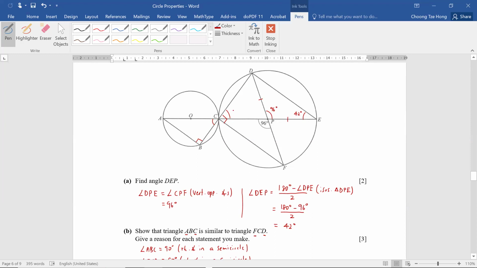Although this angle DCP is not inside the triangle, it's not an angle in the triangle FCD, over here, if you look, there's another isosceles triangle. CPD is an isosceles triangle, right? So this means that angle CDP will be equal to angle PCD. And angle CDP is inside the triangle that we want, the big triangle FCD. So now we get our second A already, right?